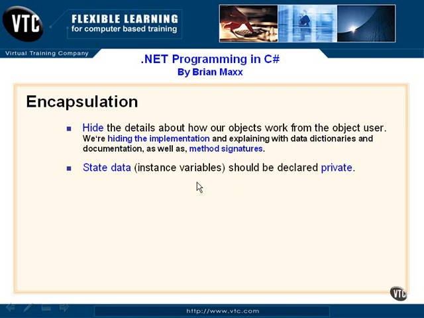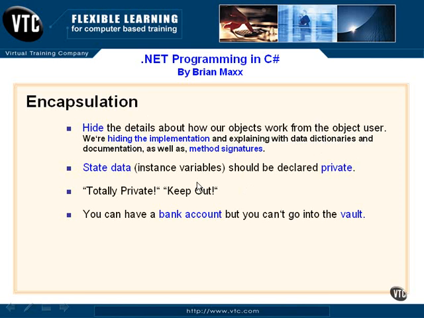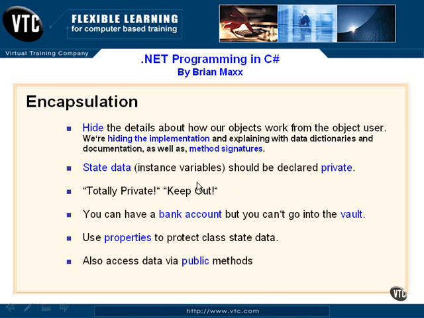We're working with state data here, which is our instance variables, and you should declare those variables private. This is going to ensure that things are hidden. And then we're going to work with methods or properties to give access to that. So encapsulation is totally private. You've got your signs up: keep out. Another analogy: you can have a bank account, but you can't go into the vault. So think of it that way. You can queue in line, you can talk to a teller, but you just can't walk into the vault. Would be nice. And like I said, you're going to use properties to protect the state of your class, and we're going to access our data via public methods, like I mentioned.